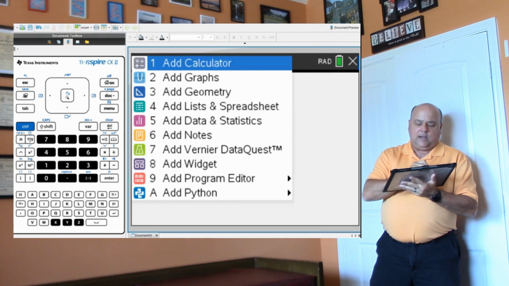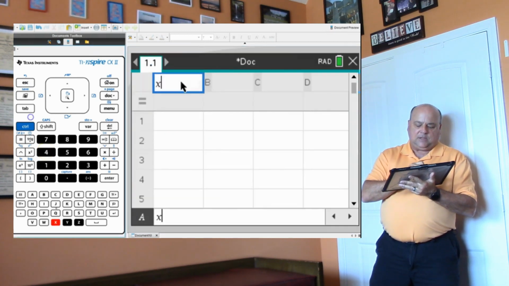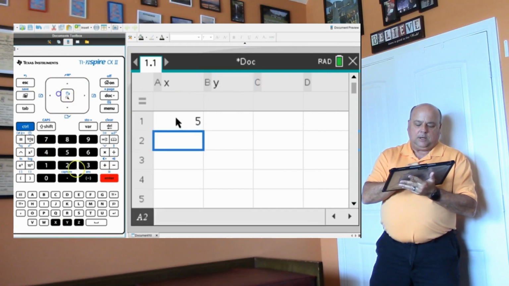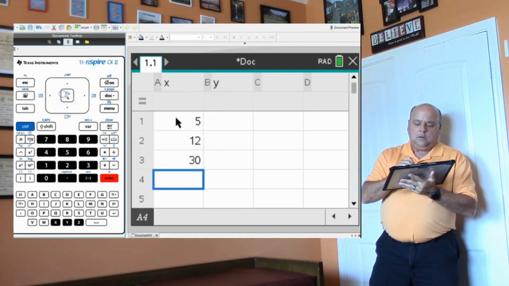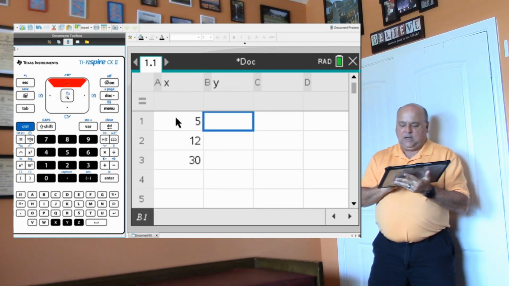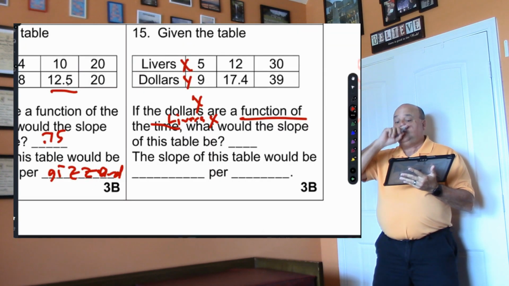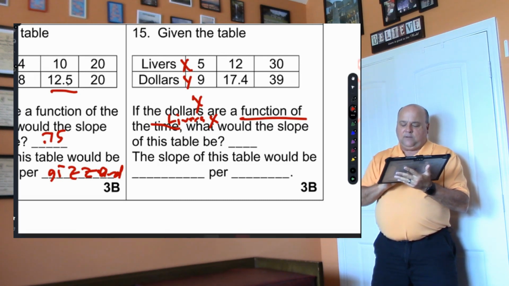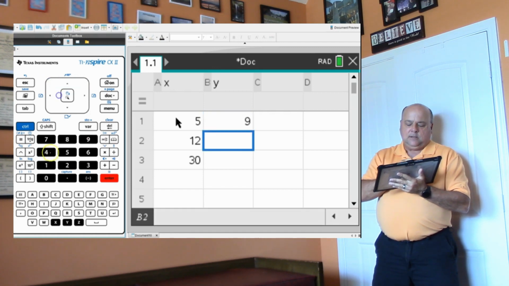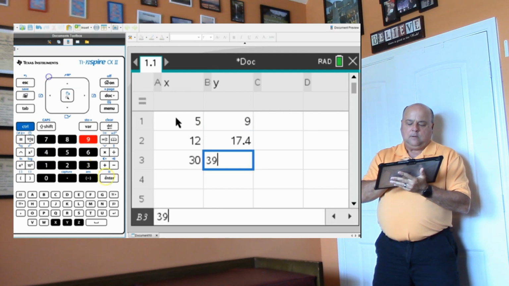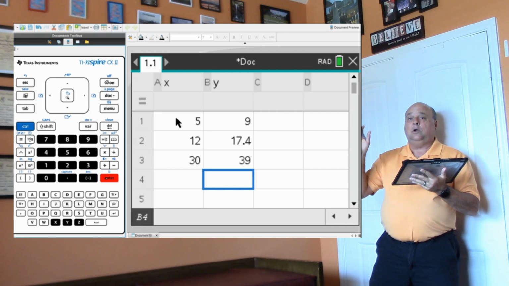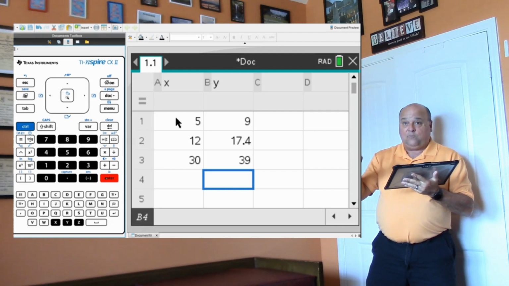Don't click no, and then 4. I need my X and Y at the top. And then 5, 12, and 30. Go over, up, up, up. And then let's get our Y's in. So our Y's are 9, 17.4, and 39. So those numbers are correct: 5, 12, and 30, 9, 17.4, and 39.